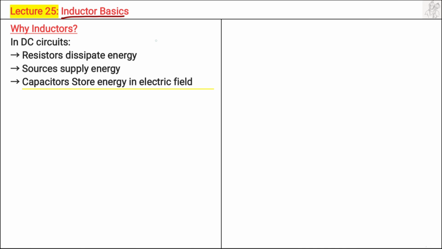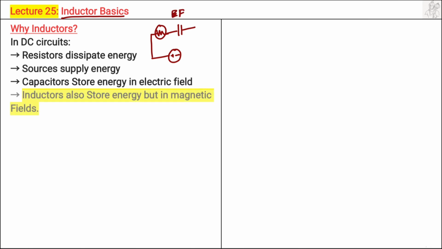Lecture 25: Inductor Basics. Why do we require an inductor? In a particular DC circuit, we can have voltage sources which supply energy, we can have resistors which burn this energy, we can have capacitors which store this energy in the form of electrical field, and then we have inductors which store this energy in the form of magnetic field.